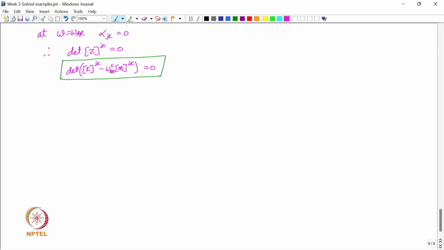So, this also can be looked upon as, we can think about an eigenvalue problem, right. The corresponding eigenvalue problem is KJK y equal to omega AR square MJK y.